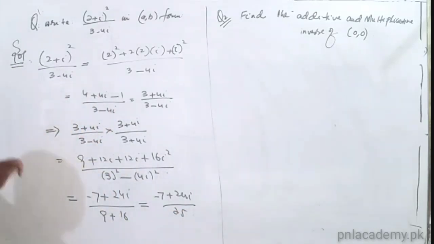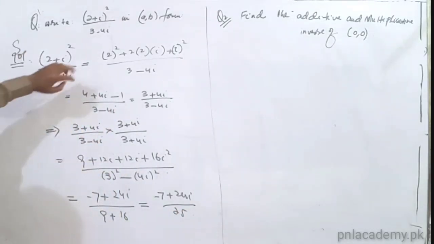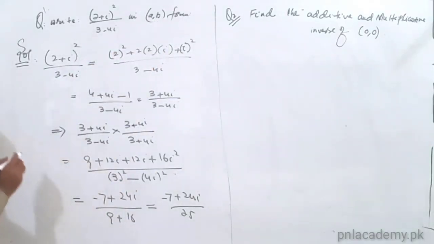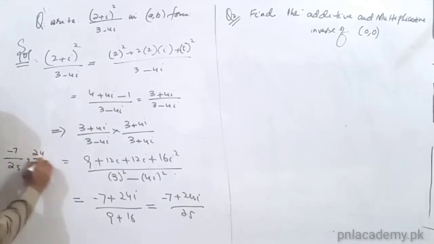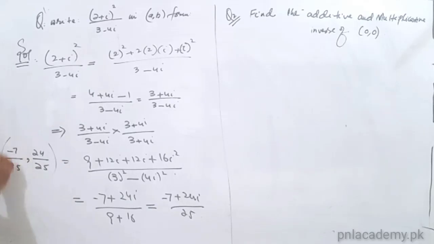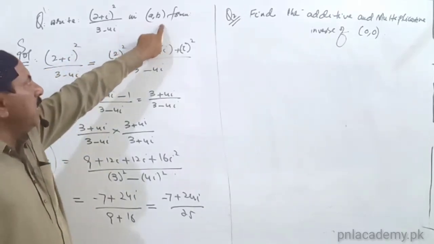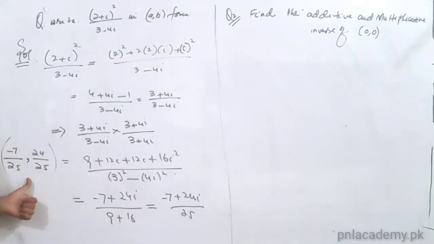So as our assignment is, we have to write according to the complex number form. So this will be minus 7 upon 25 comma 24 upon 25. This is the required form. So we write (2 plus iota) whole square upon 3 minus 4 iota in a comma b form. So this is the required form. Okay.